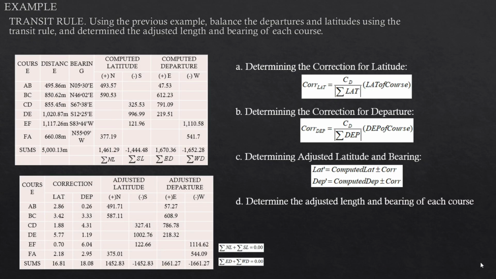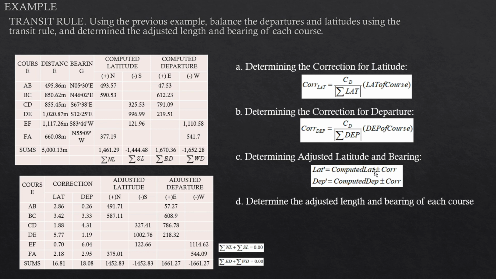Okay, so sa transit rule naman, halos ganon din yung pag-solve natin. Ito, same given din to. Using the previous example, balance the departures and latitude using the transit rule and determine the adjusted length and bearing of each course. So, ganun din yung process natin. Ang nag-iba lang yung formula natin ng pagkuha ng correction for latitude and correction for departure. Ganun din yung sa determining adjusted latitude and bearing. Yung computed latitude plus minus yung correction, makikita natin kung plus or minus, 'di ba?